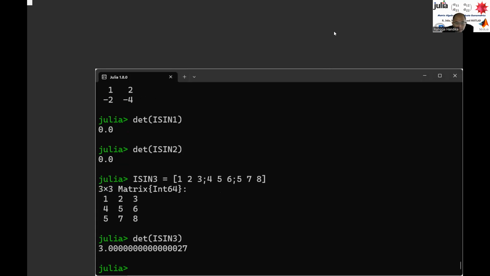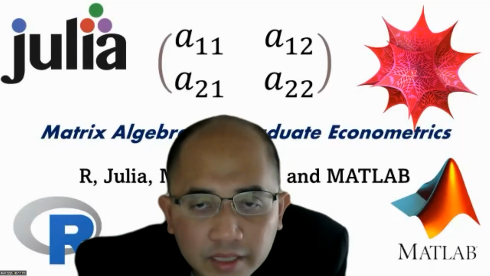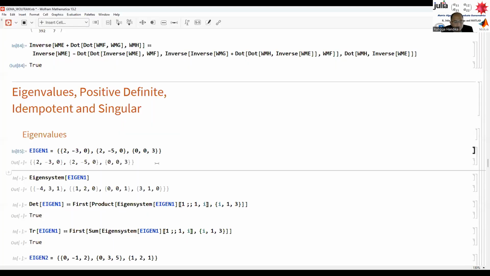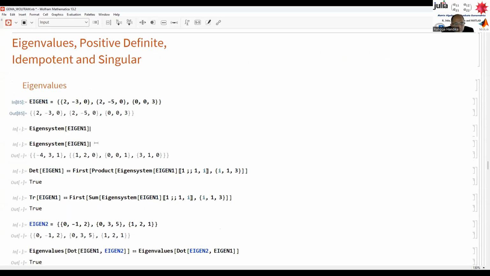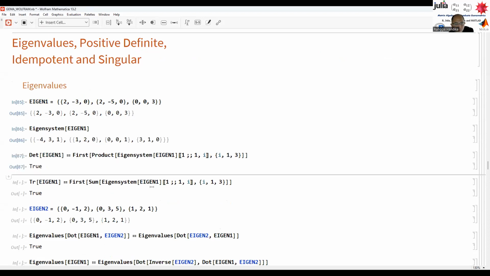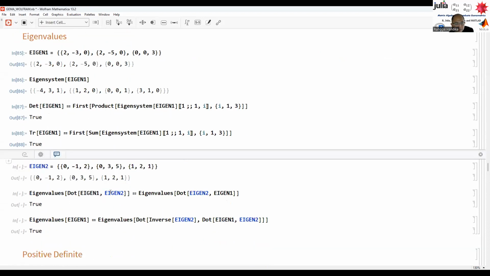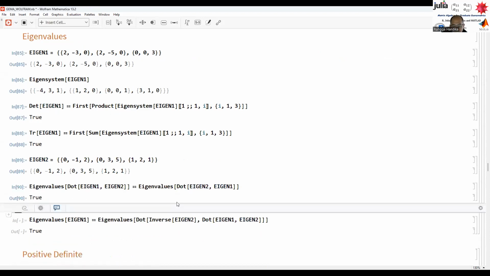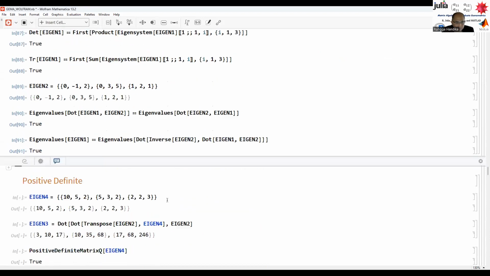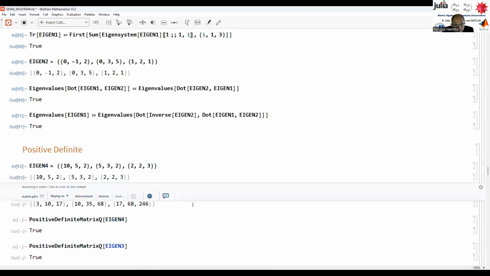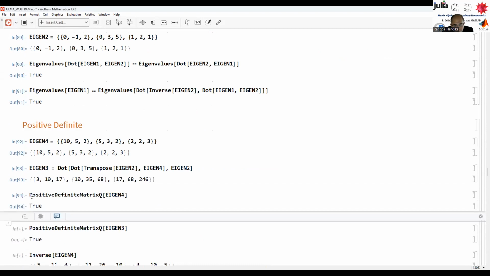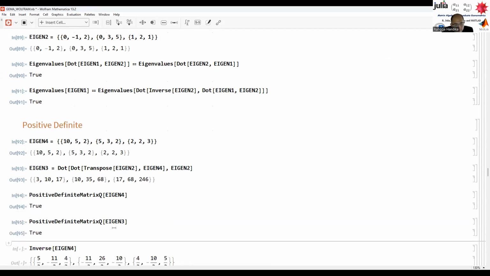Okay, the next is Mathematica Wolfram. So eigenvalue, let's see, eigen matrix one. Okay. So you can see the properties are the same, just a difference in the code. Now they have the eigensystem in the Mathematica code. So for positive definite, there is a function in Wolfram, positive definite matrix.